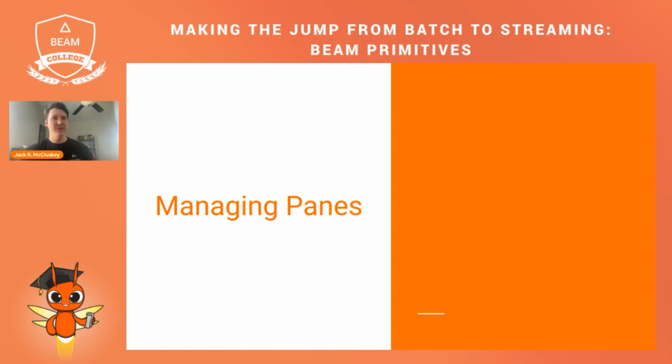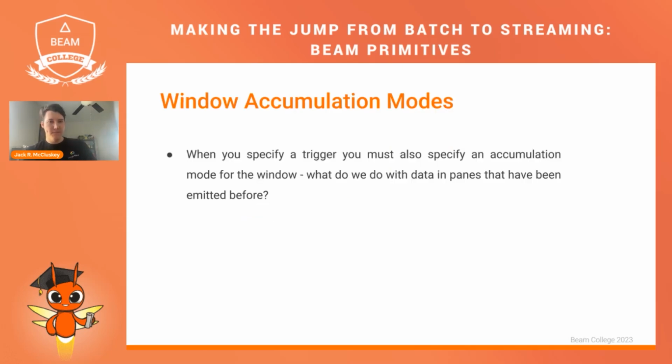So we have panes, we're working with panes. How do we manage them a bit better? Because when you specify a trigger, you also have to specify an accumulation mode for the window, because when you're re-emitting panes, you have to decide what you want to do with them. Do you want to make the pane larger? Do you want to discard earlier data? What do you want to do?